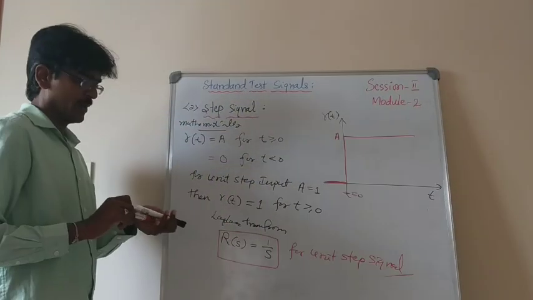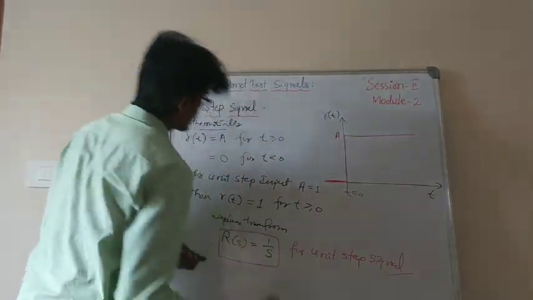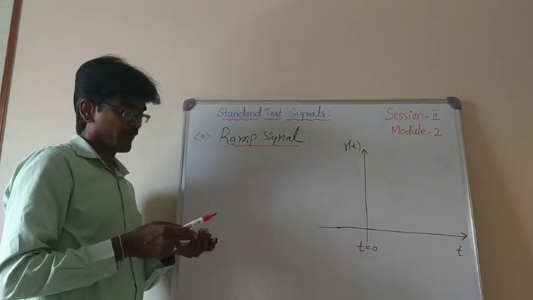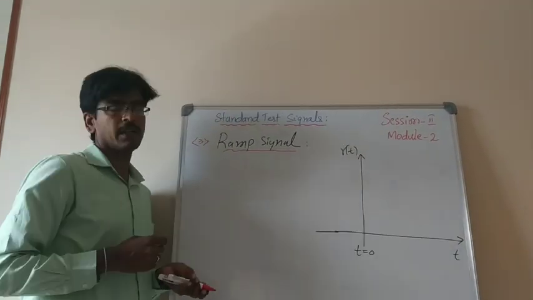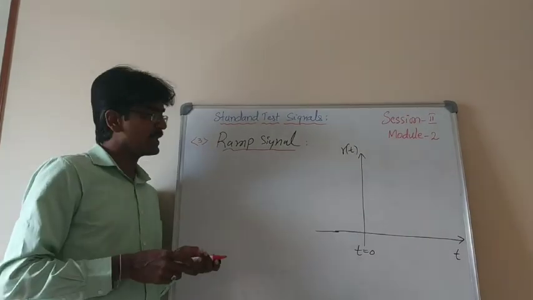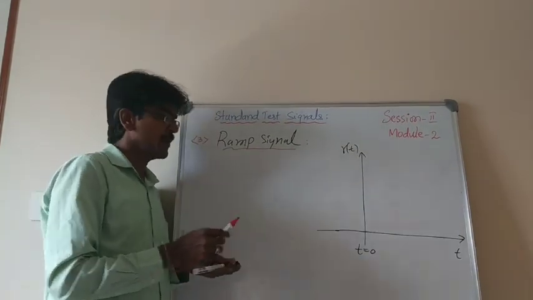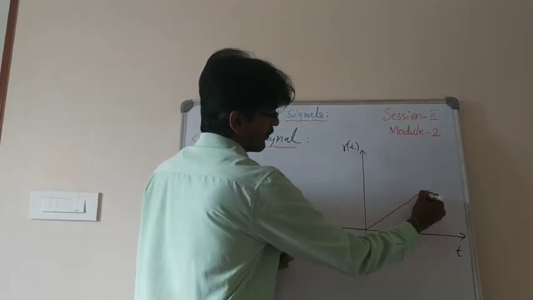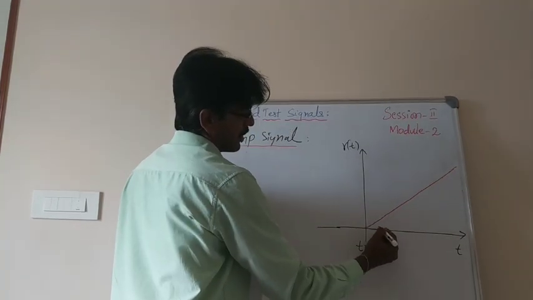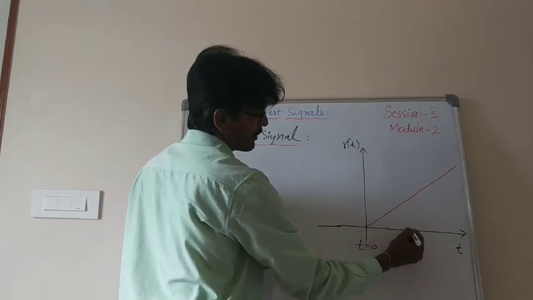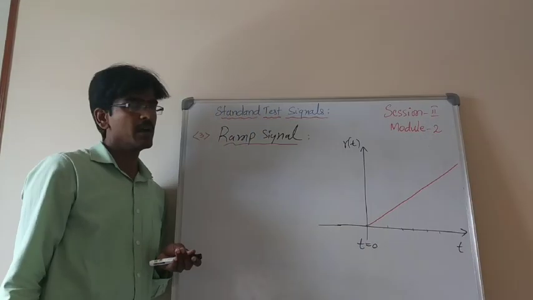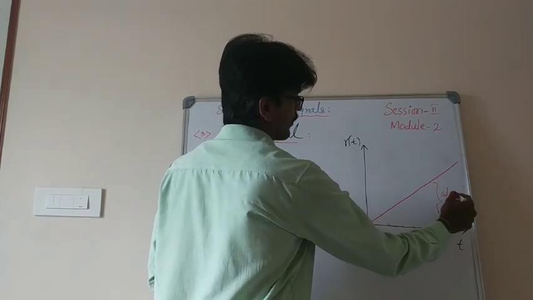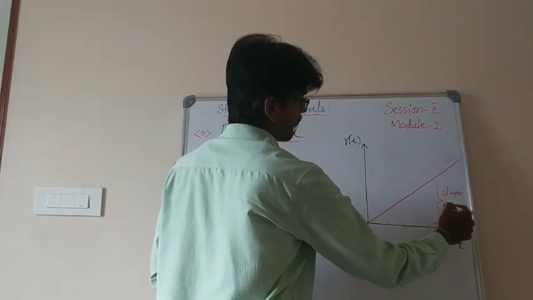Okay. Now let us go for the next signal, that is ramp signal. Let us define what is ramp signal. A ramp signal is a signal whose amplitude changes linearly with respect to time. So linear variation with respect to time. Such a signal is called a ramp signal. So here the slope is taken as a.